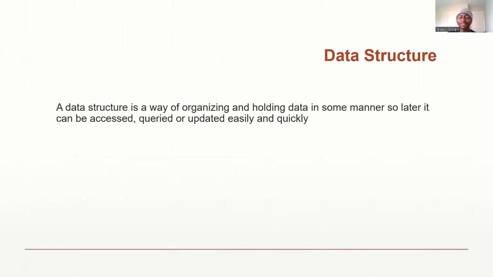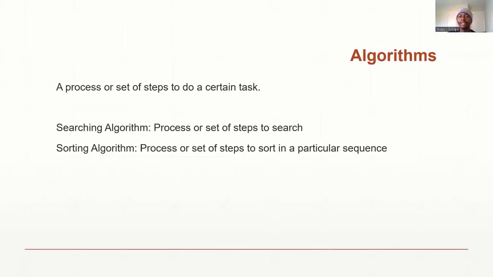So later it can be accessed, queried, or even updated easily and quickly. Technically, we'll perform three or four tasks with our data structure. If I talk about the most common data structures, we are going to be performing some tasks like insert, delete, search, and access on them. Then we talk about algorithm. An algorithm is basically a process or steps to do a certain task. It's a set of steps to perform a certain task. For example, steps to prepare a cup of tea.